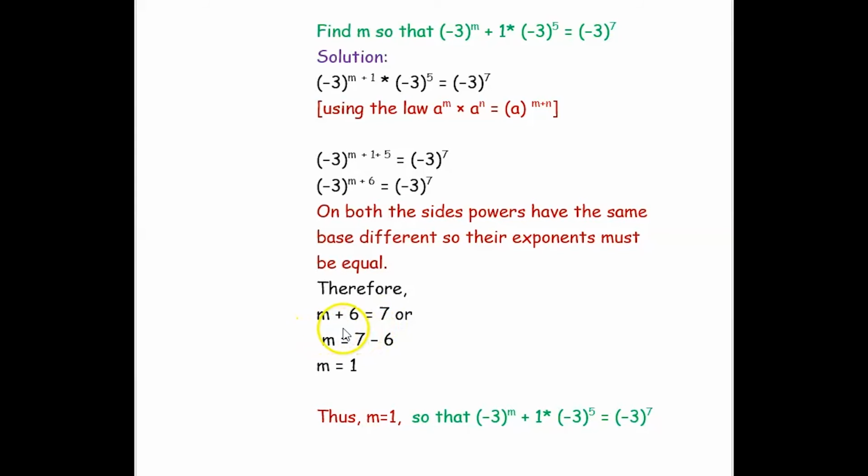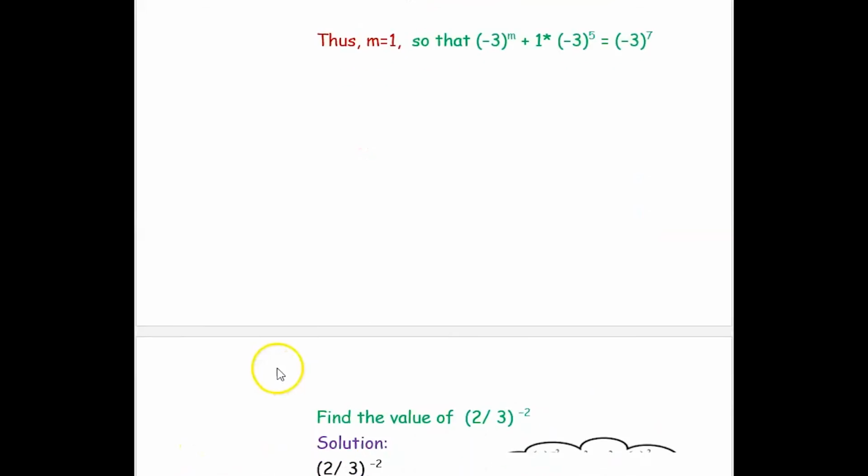That is, m plus 6 equal to 7. Only if the base is same can we equate. So m plus 6 equal to 7. Subtract 6 on both sides. So we have m equal to 7 minus 6. 7 minus 6 is 1. So thus m is 1. So the m value is 1, so that negative 3 raised to the power m plus 1 into negative 3 raised to the power 5 will be equal to negative 3 raised to the power of 7.